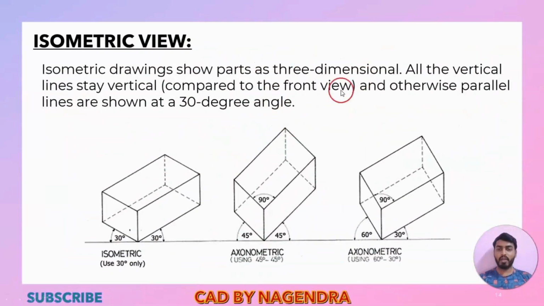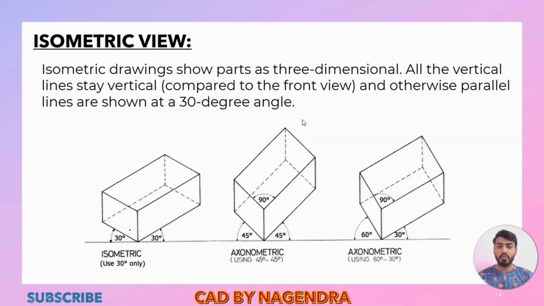Then next we are going to see isometric views. An isometric view is nothing but what we usually call 3D views. Here an isometric drawing shows parts in three-dimensional mode, 3D views. All the vertical lines stay vertical. Then the parallel lines are shown at 30 degrees.